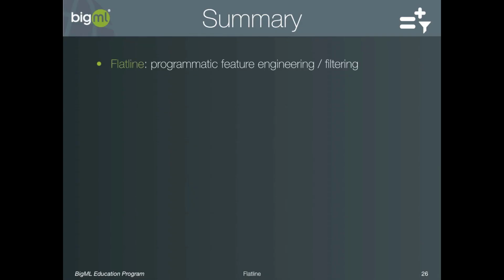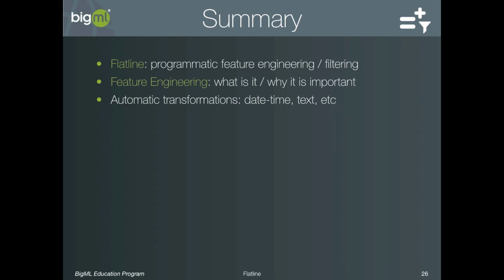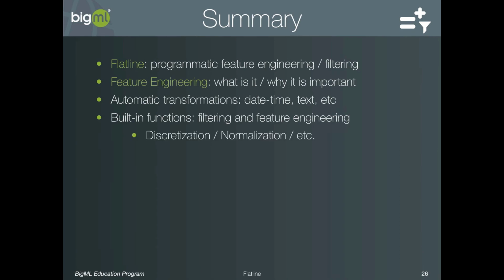In this tutorial, we introduced Flatline, which is a domain-specific language that enables programmatic feature engineering and filtering. We also defined feature engineering and showed why it is important with a few examples. And then we explored some of the automatic transformations that BigML performs to simplify machine learning, like the partitioning of date-time fields and the bag of word analysis for text fields. Next, we looked at some of the built-in functions available in the UI for filtering and feature engineering. For example, discretization and normalization.